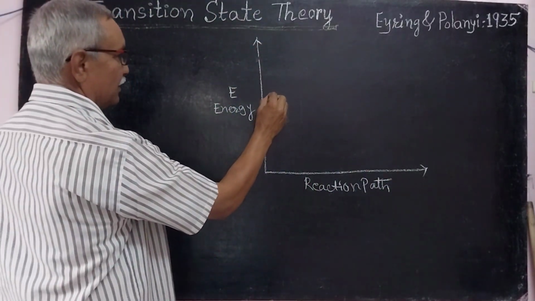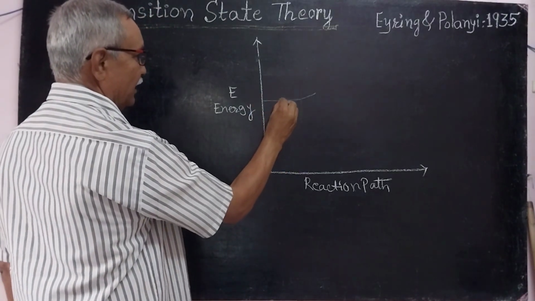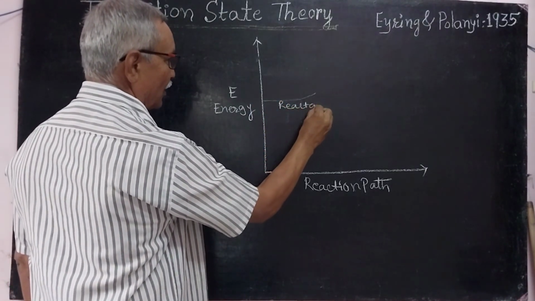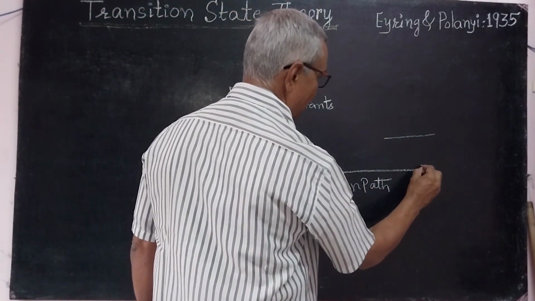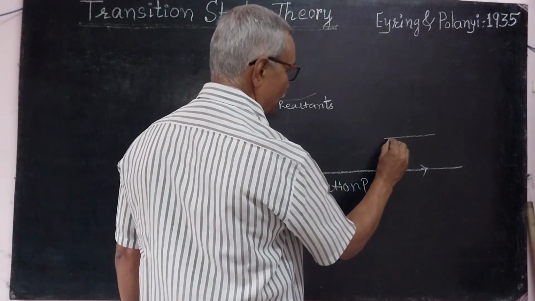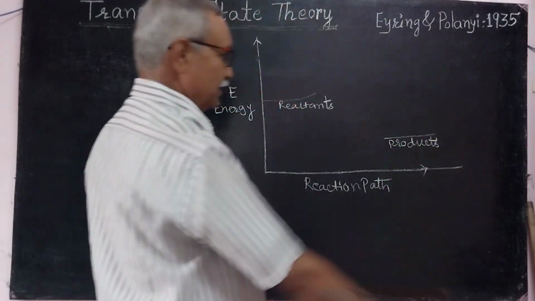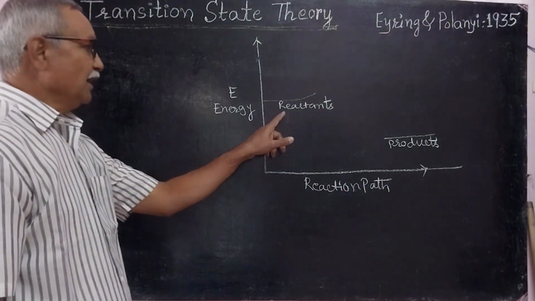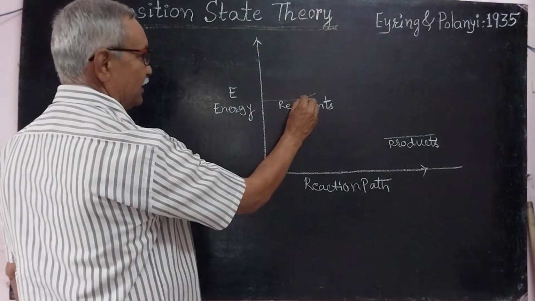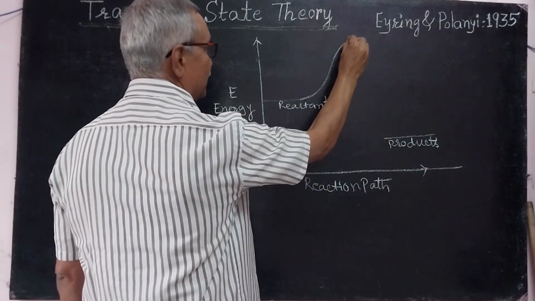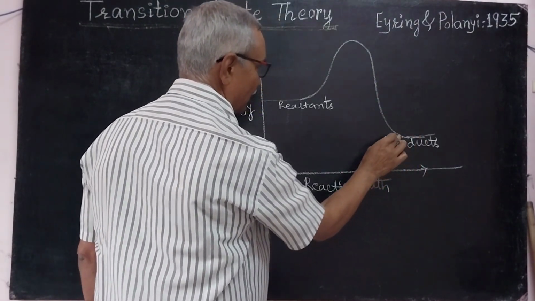Now suppose this is the energy level of reactants, and this is the energy level of products. For the reactants to transform into products, they have to cross a barrier, that is the energy barrier. Means they have to reach a high energy state and then come to the product side.